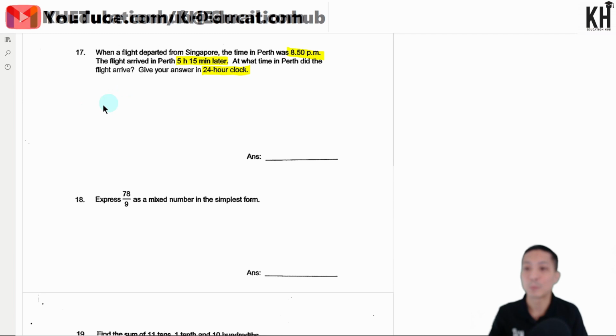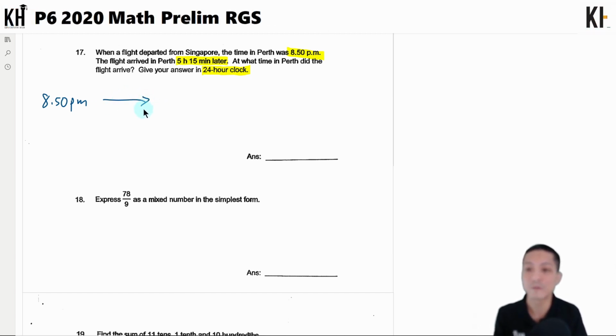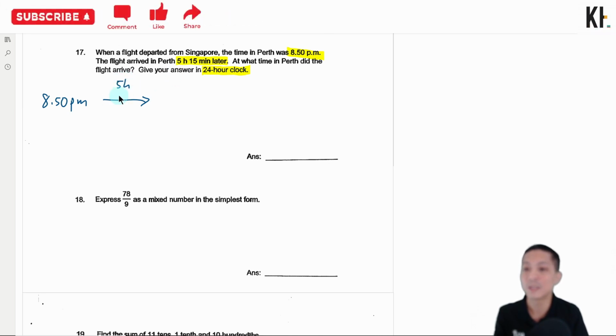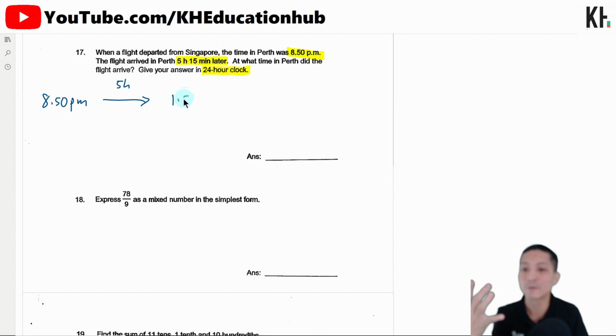Okay, so the time in Perth is 8:50 p.m. We're going to do a simple timeline. Actually, if you know how to use your fingers to count, that will also be pretty quick and you don't need to depend too much on the timeline. First, I'm going to add 5 hours. From 8:50 p.m., it will be 9, 10, 11, 12, and 1. So it will be 1:50 a.m.